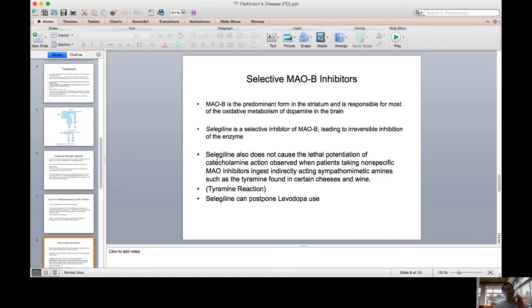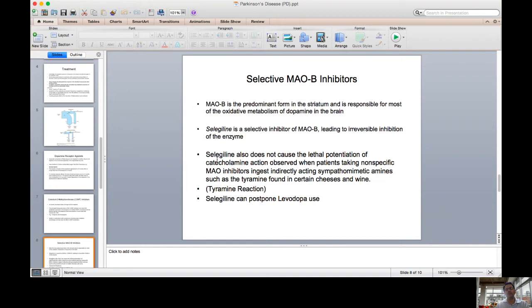That is the reason why we are not giving non-specific MAO inhibitors, considering the fact that these people are already elderly and may be hypertensive. Those are reserved for the treatment of depression, which we will see in another topic. But we selectively give MAO-B inhibitors. Now, which is an example of that?